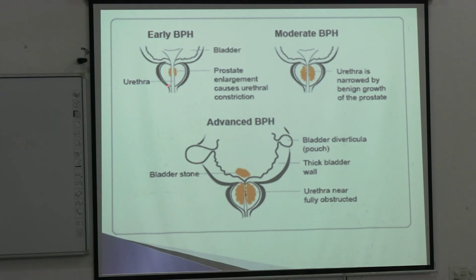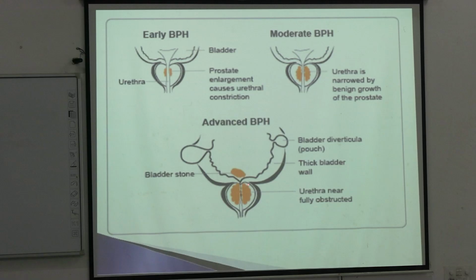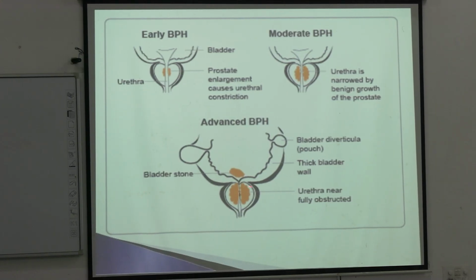See, early BPH, moderate BPH, and fully obstructed urethra. This is a bladder stone. Advanced BPH. Next.